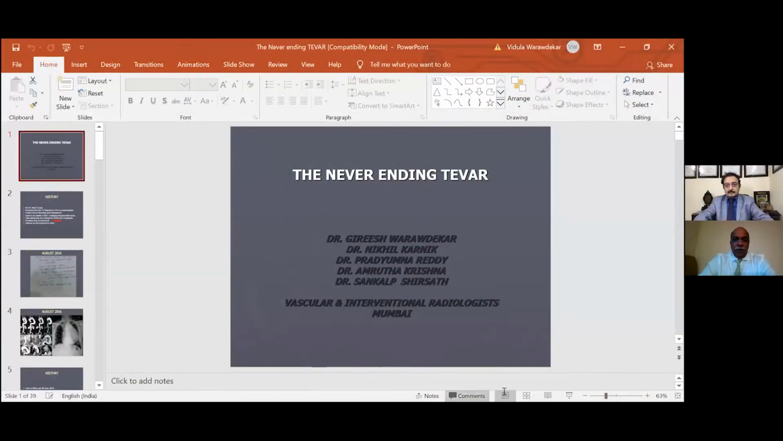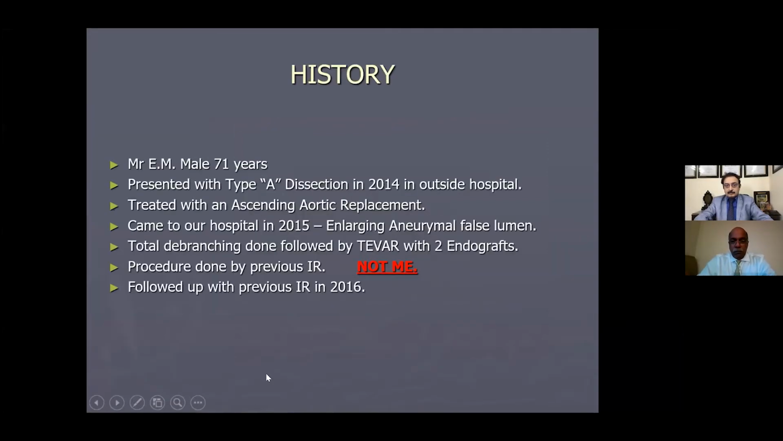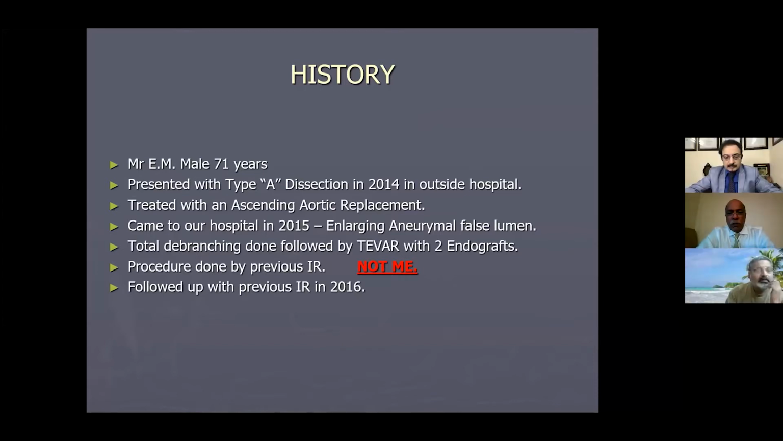Let me go straight to the case. This is a 71-year-old male, type A dissection in 2014 in an outside hospital, treated with an ascending aortic replacement. Came to our hospital in 2015 with an enlarged aneurysmal false lumen.